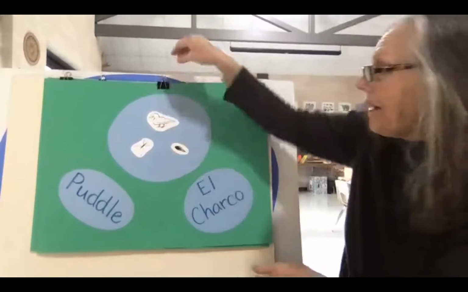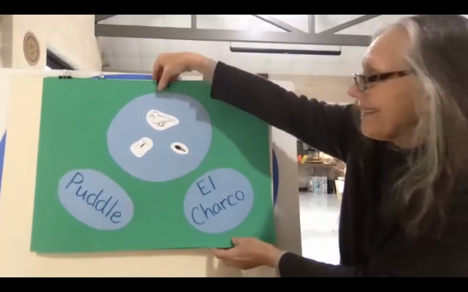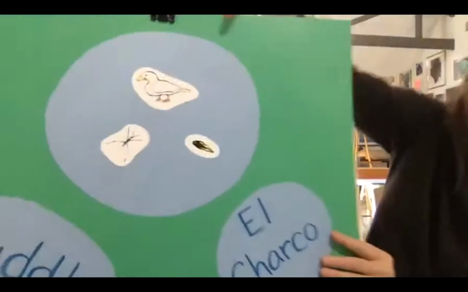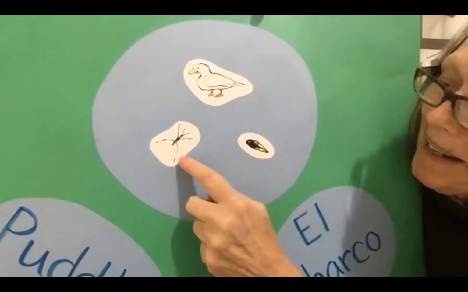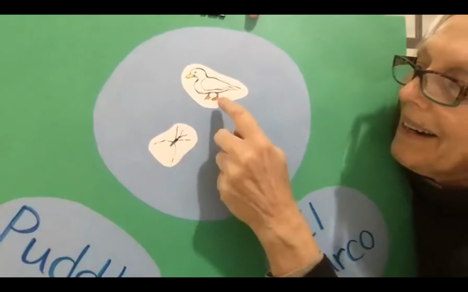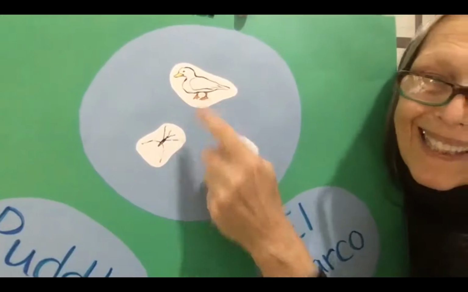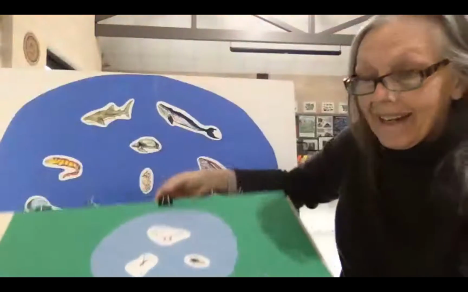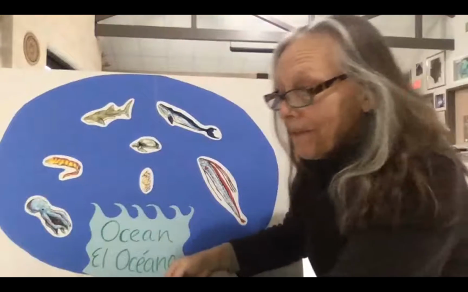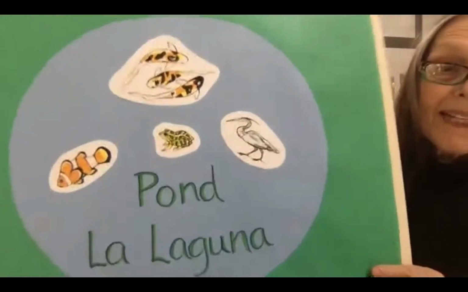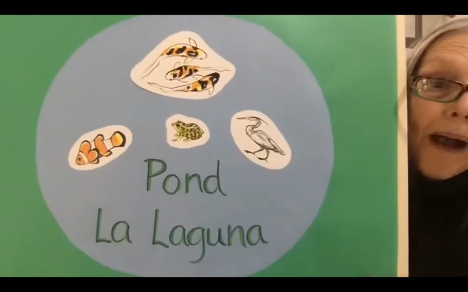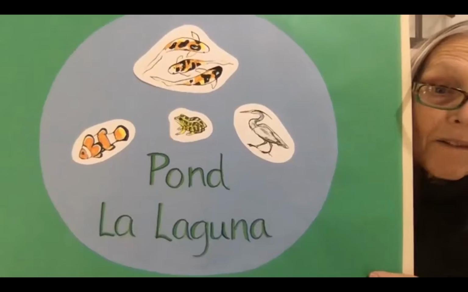And in that puddle, we might find a tadpole, a little bug, insecto, a puddle duck, un patito. And then if there's more rain, that puddle can get bigger and bigger, and it can become a pond, una laguna.